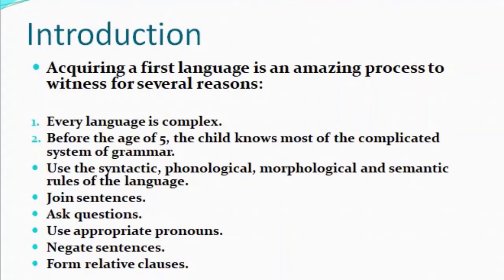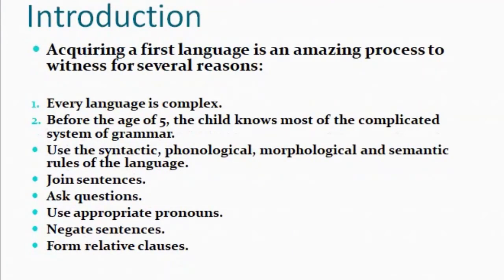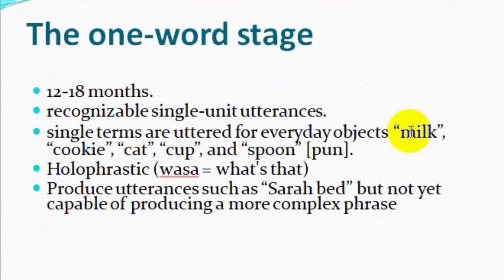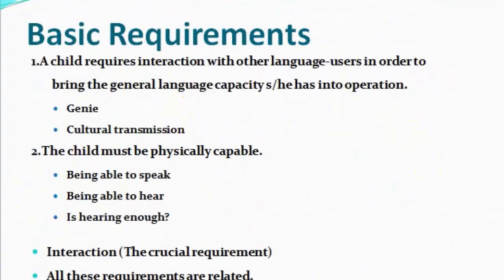So what makes language acquired? I mean, what are the requirements for a language to be acquired by children? Well, there are two basic requirements for a child to acquire the language. Number one, interaction. Number two, physical capability. Interaction.